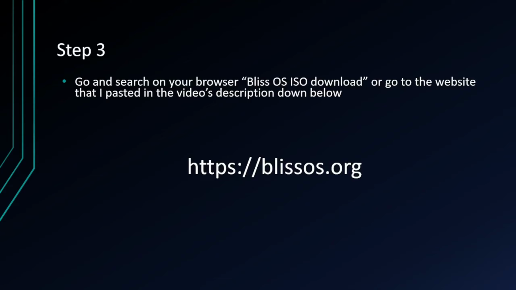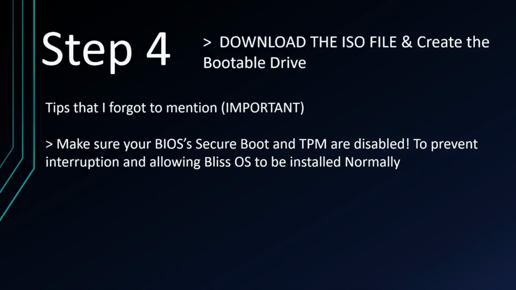Step 3. Go and search on your browser for Bliss OS ISO download, or go to the website that I pasted down below in the description, https://blissos.org. Step 4. Download the ISO file and create the bootable drive.